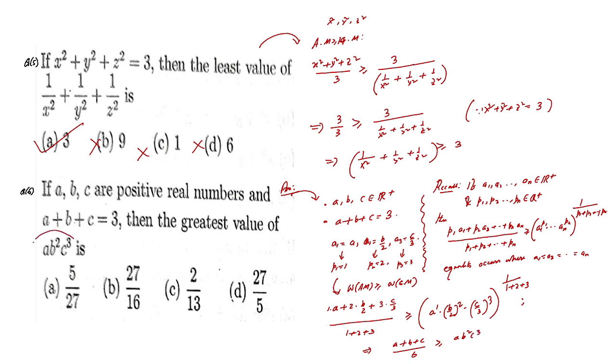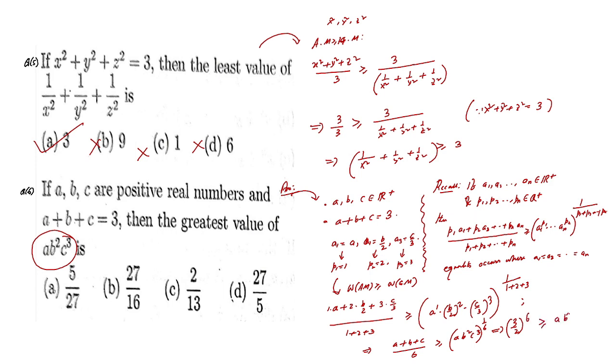Here you will see the expression a b square c cube. From the powers you consider the weights. A's weight is 1, b's weight is 2, c's weight is 3. You know a plus b plus c is 3, given. So you just put the value. So 3 by 2, that value to the power 1 by 6. So (3 by 2) to the power 6.